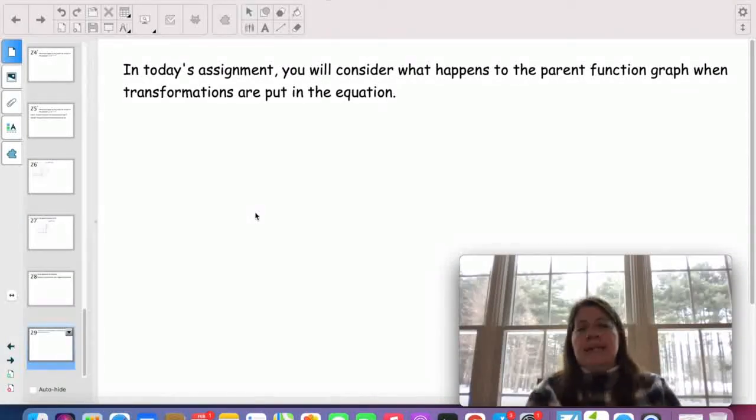So basically in today's assignment, all you're going to have to do is predict what's happening with the transformations, whether it's moving right or left and how many, and whether it's moving up or down and how many. It's very simple. We just need basic understandings of the transformations.